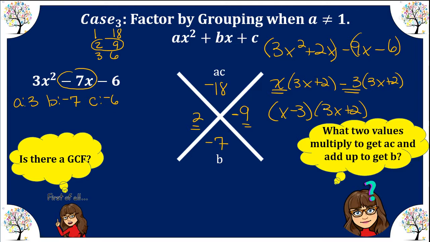And it is okay if you have 3x plus 2 first, and then x minus 3. It's also okay if you rewrote this part where you put minus 9x here and 2x here. In the end, you will still get these two factors.